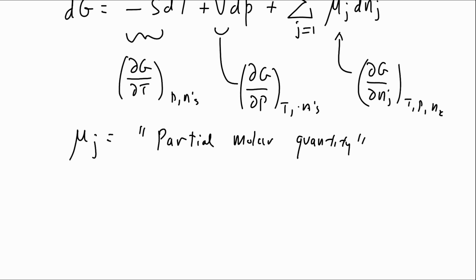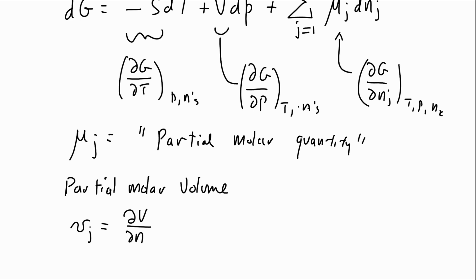But there are other partial molar quantities too. Like for instance, the partial molar volume, which I did not like at all as an undergraduate because it just didn't make any sense to me. But I could define the partial molar volume of the jth component of something, which is the derivative of V with respect to N sub J, and of course here T and P and N sub K not equal to J would be held constant.